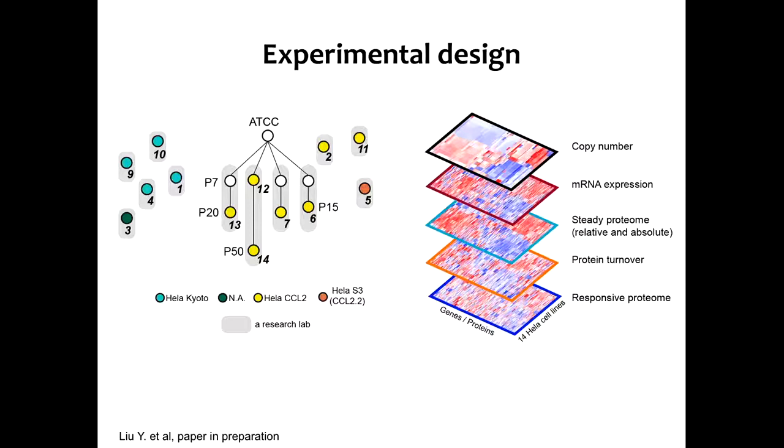And then Yansheng measured the copy number variation. It's basically how distorted the genome is. He measured mRNA expression, steady-state protein, proteome turnover, and then the reaction of the proteome to cell perturbation, which I'm not going to get into.